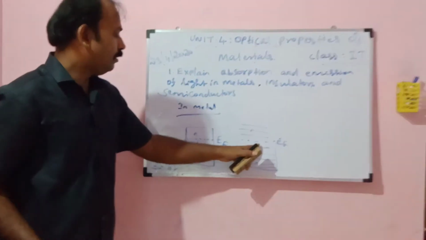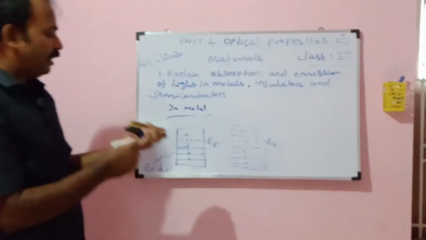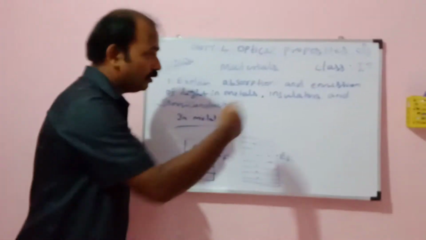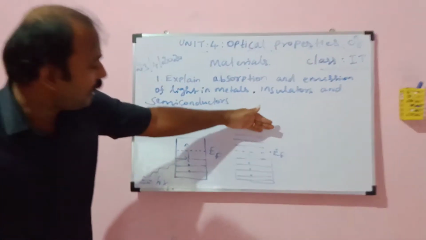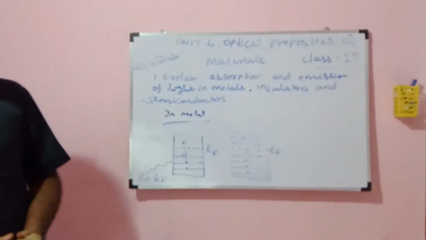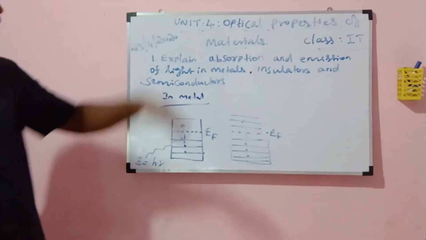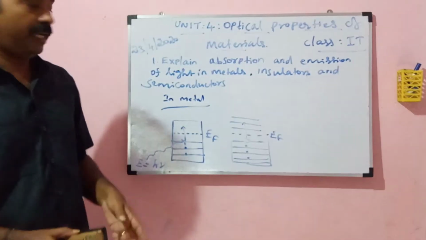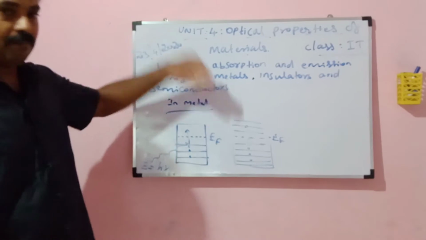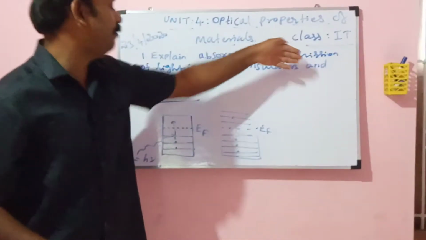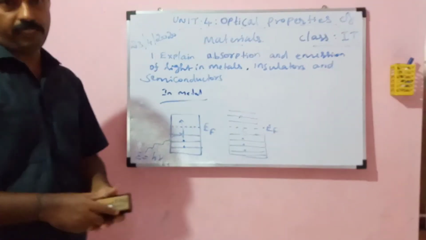Now, in the case of emission, the electron jumps from the higher energy state to this lower energy state. As a result of that, emission takes place in case of metal. So this is the method of absorption and emission that takes place in metal.